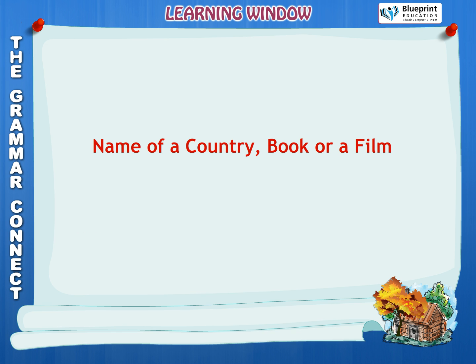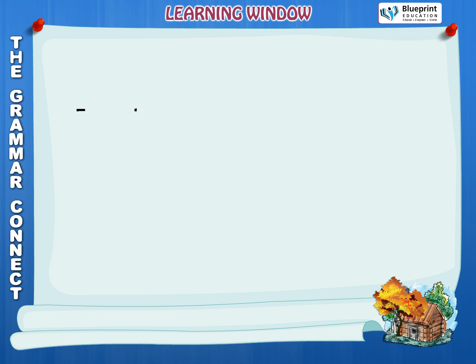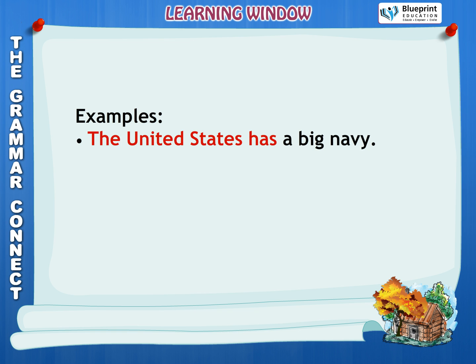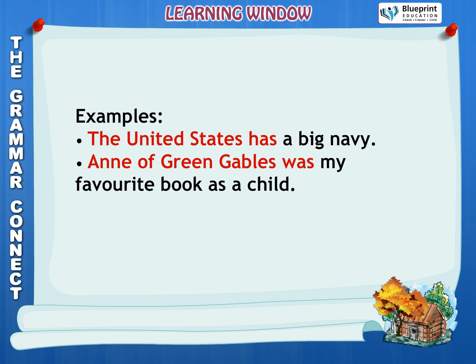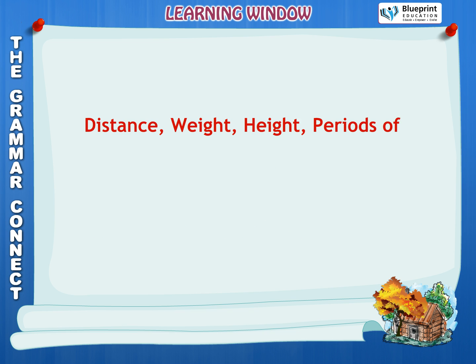Name of a country, book or a film. Name of a country, a book or a film takes a singular verb. Examples: the United States has a big navy. Anne of Green Gables was my favorite book as a child. Harry Potter and the Prisoner of Azkaban was written by J.K. Rowling.